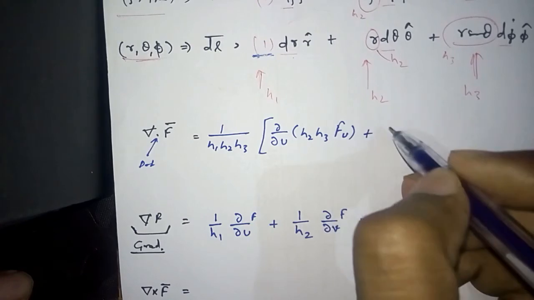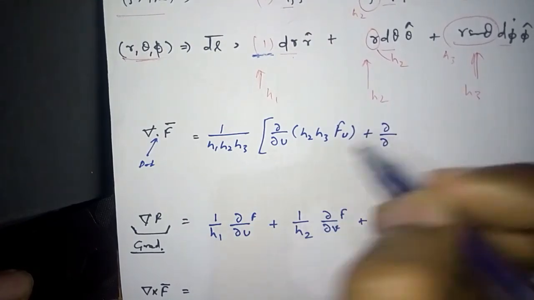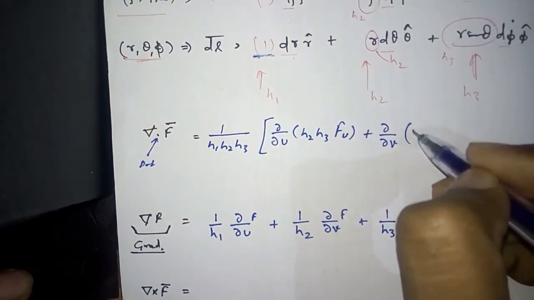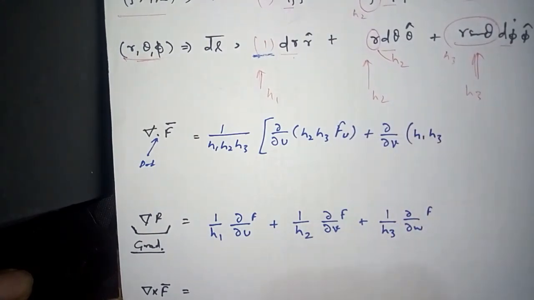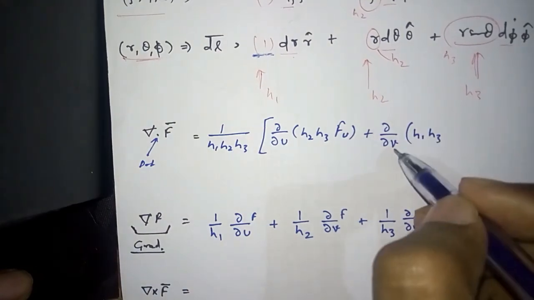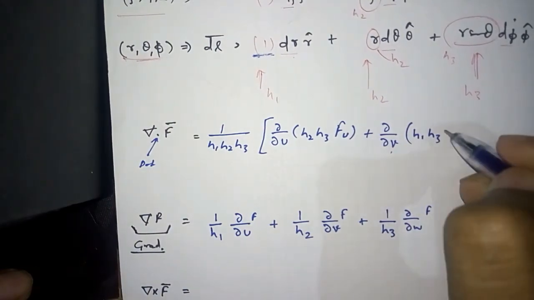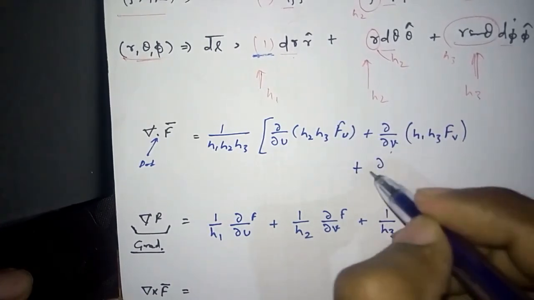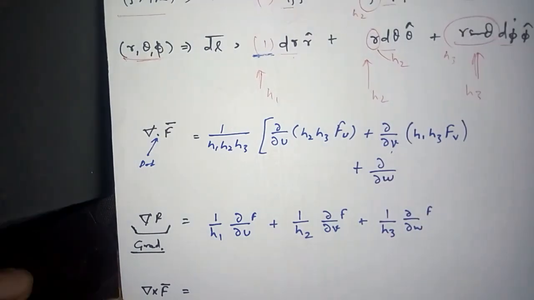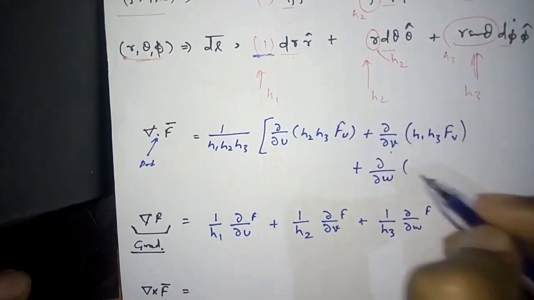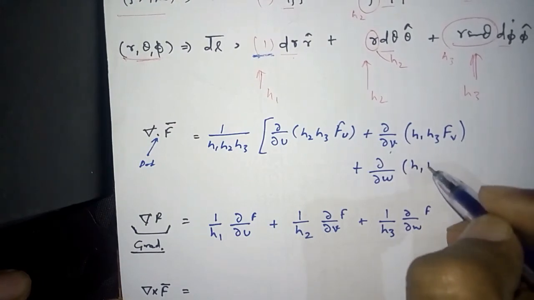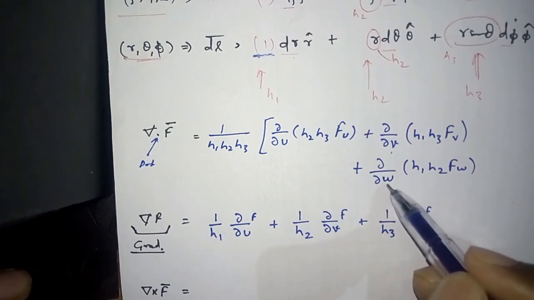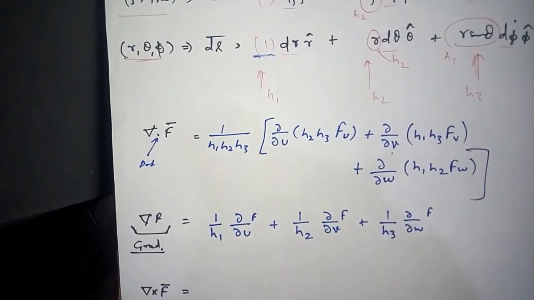Okay, then you have to add: differentiate with respect to v, write the coefficient of u and w. You don't have to write the coefficient of v. Then write f of v. Then add. Now differentiate with respect to w, and don't write h3, because h3 is the coefficient of w. So this is the formula of divergence.